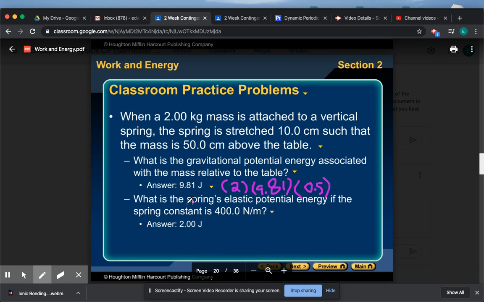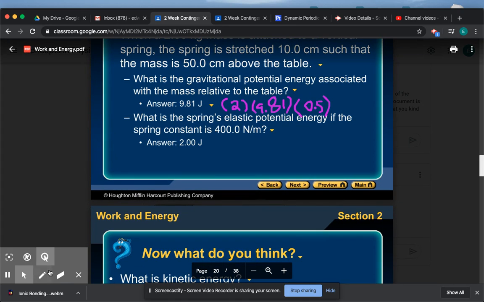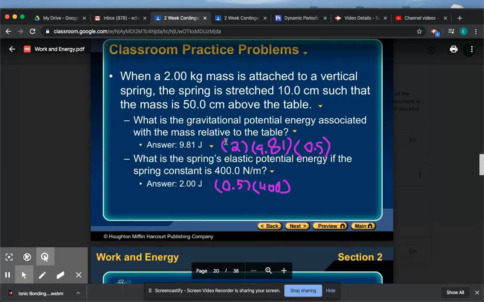And then it says, what is the spring's elastic potential energy if the spring constant is 400 newtons per meter? Now we go to the spring equation. Spring equation is 1/2 kx squared. So 1/2 is again 0.5. So we will be doing 0.5 times the spring constant. The spring constant they just gave us is 400 times x squared. x is the stretching distance.